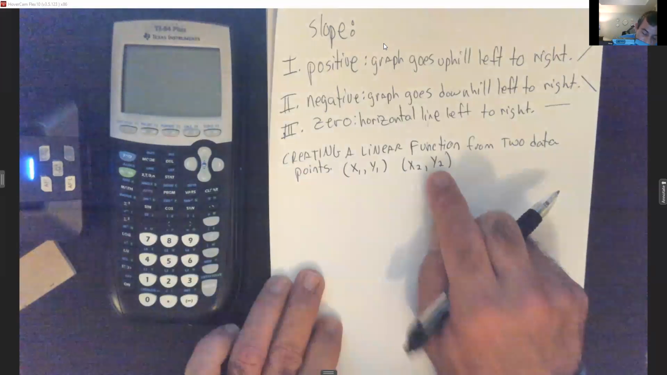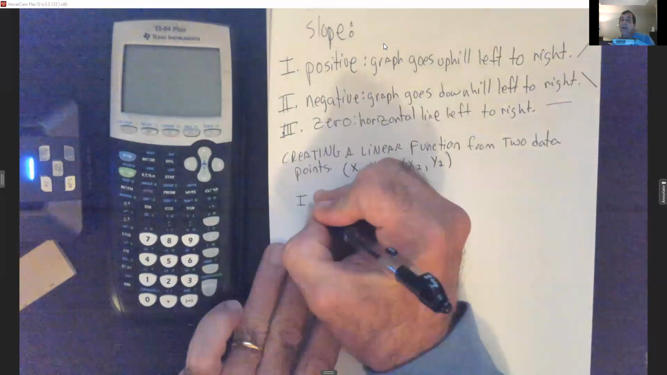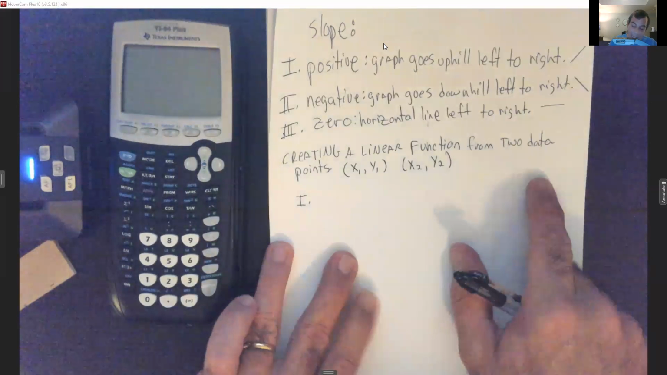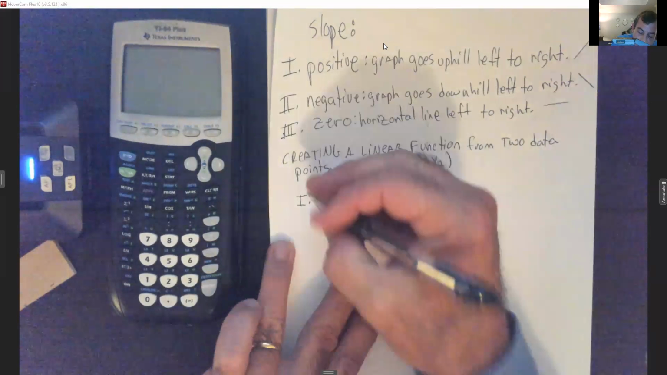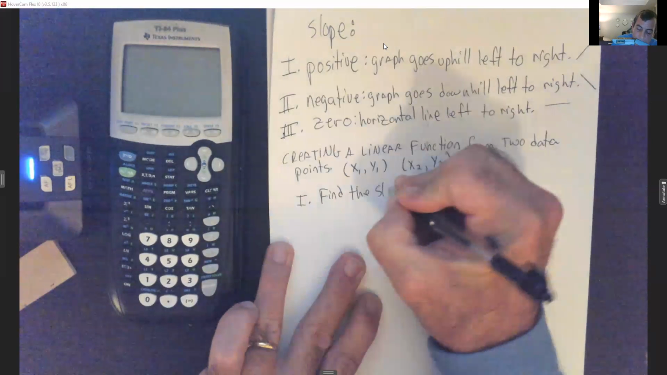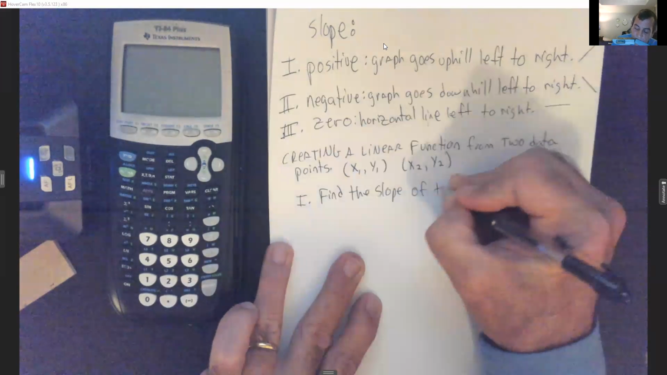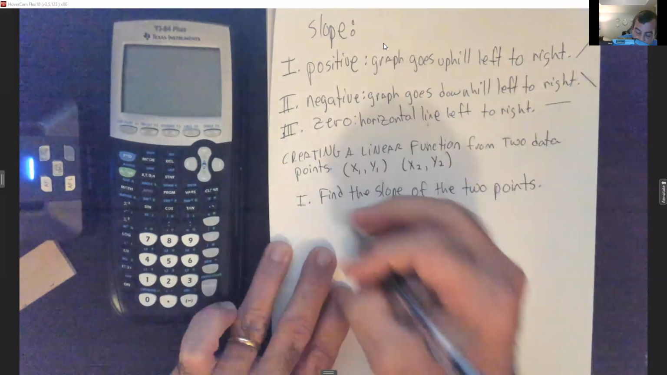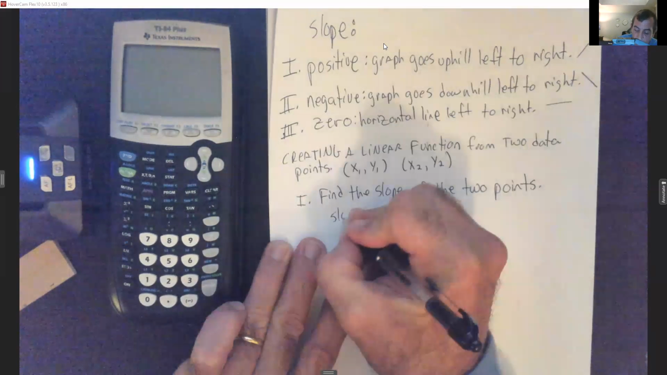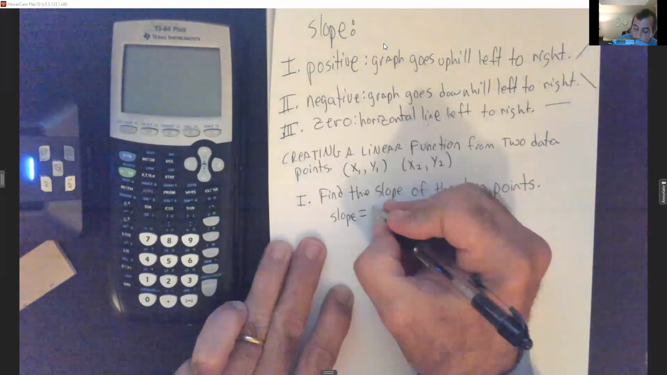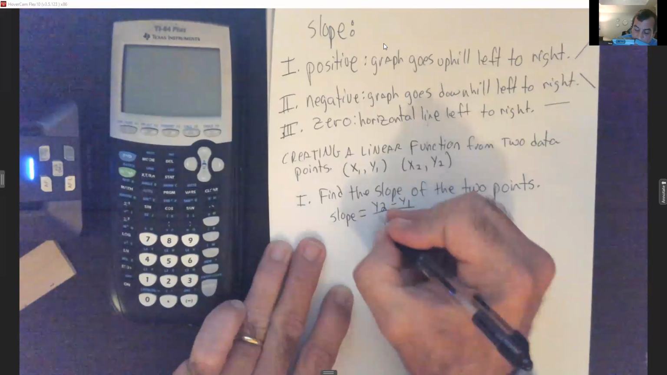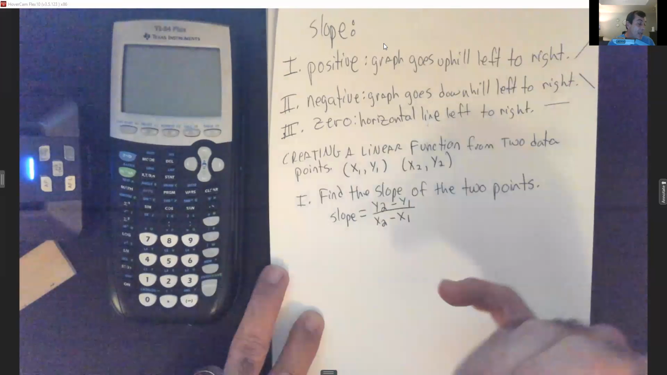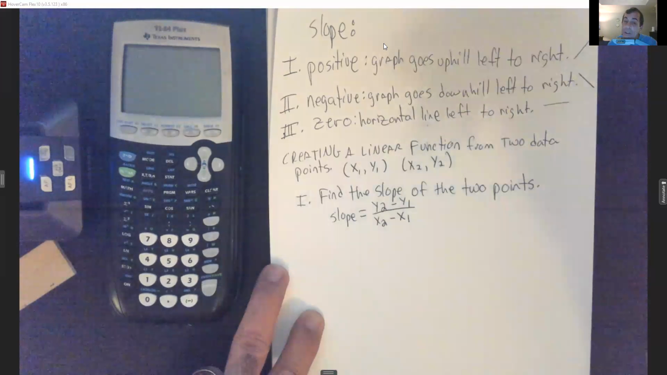Okay? So the first thing you got to do to come up with a linear function from two data points, first thing we got to do, we got to find the slope of the 2 points. So remember, to find the slope equals our second y minus the first y over the second x minus the first x. When we do that, we will have our slope.